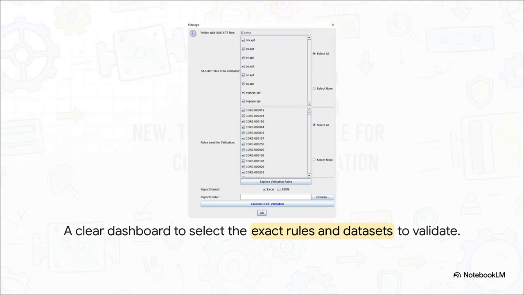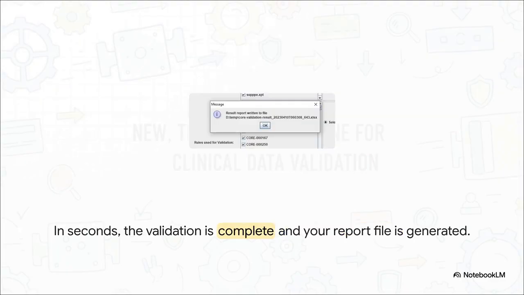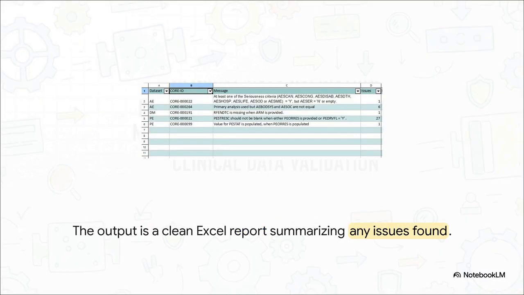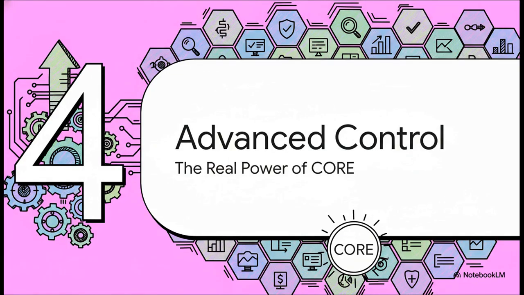You can uncheck any rule or any dataset you want to skip. Then you just click Execute, and, well, depending on your file size, we're talking a matter of seconds. It's done. You get a simple little pop-up telling you the report is ready. It's unbelievably fast. And here's what you get at the end, a clean, simple Excel file. No more digging through thousands of lines of confusing logs. The Issue Summary tab gives you this great high-level view of any problems, which dataset they're in, and exactly how many times they happened. So simple.